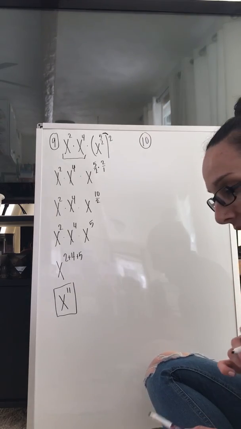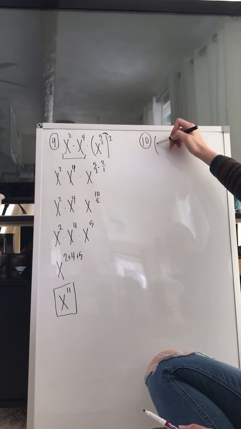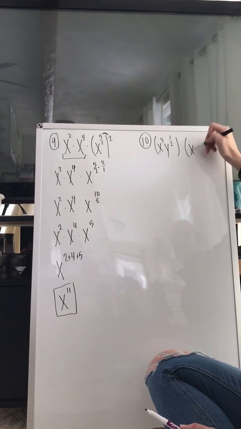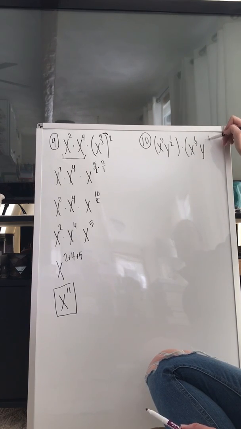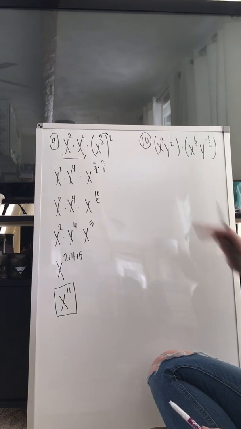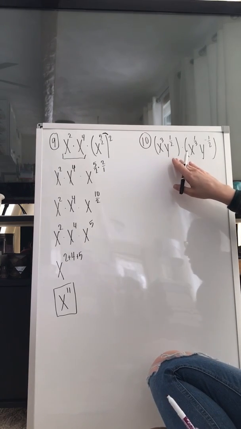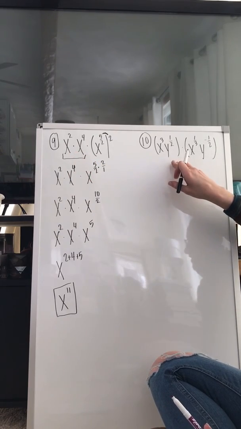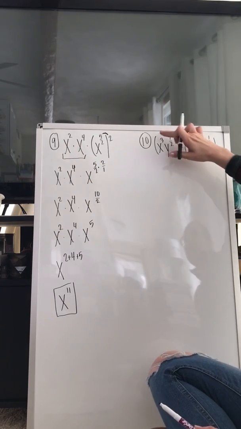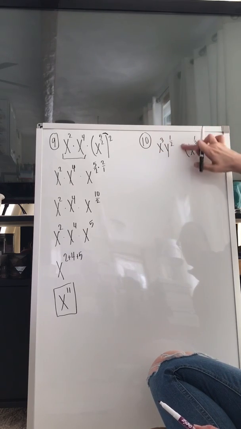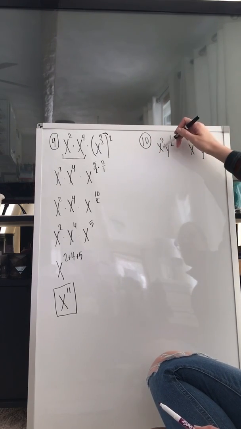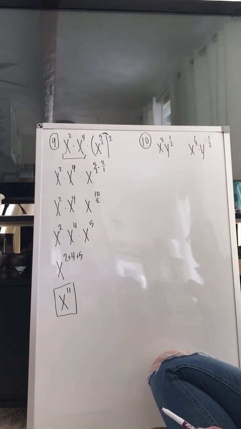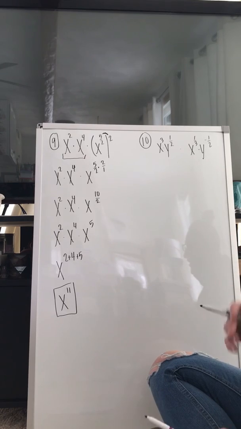All right, let's look at number 10. So this is x cubed y to the 1/2 times x to the 1/3 y to the negative 1/2. So don't let the parentheses here confuse you. This is basically the same thing as number 9, except to indicate that we're multiplying, we have parentheses here. But if those are confusing to you, you don't need them. That's really the same thing as saying x cubed times y to the 1/2 times x to the 1/3 times y to the negative 1/2. And then I'm going to look for my like terms.